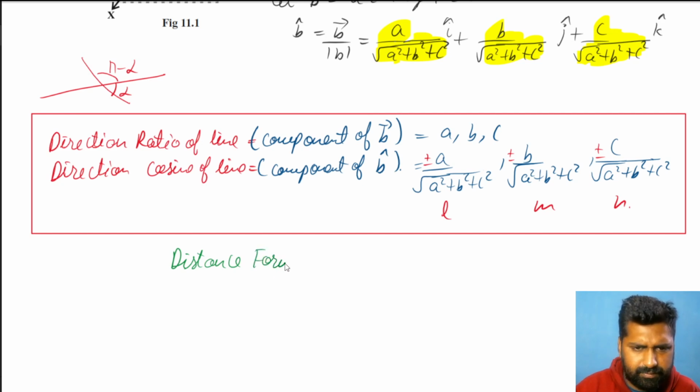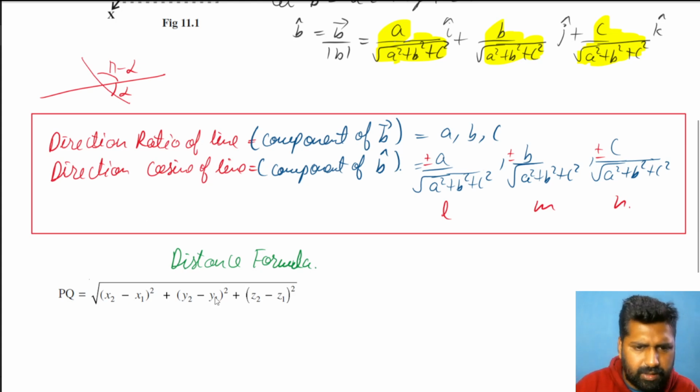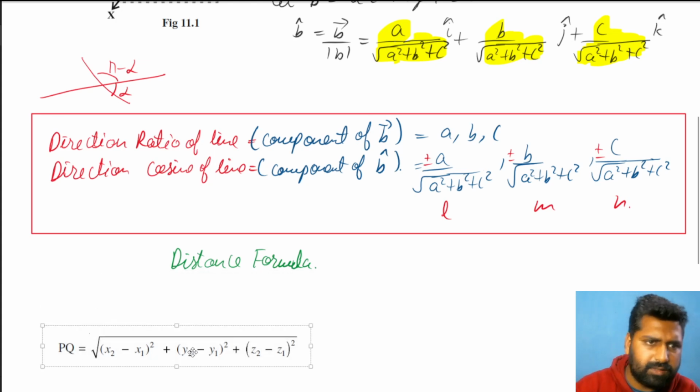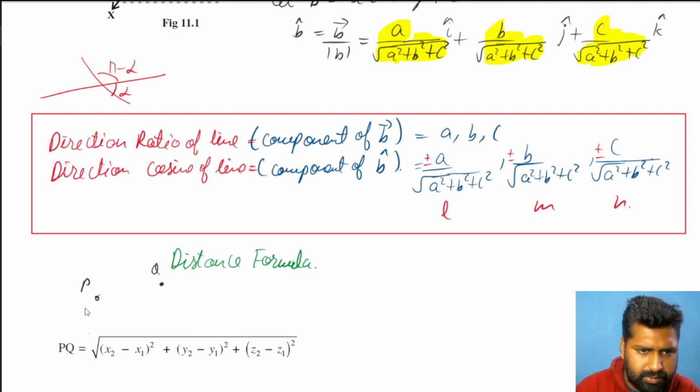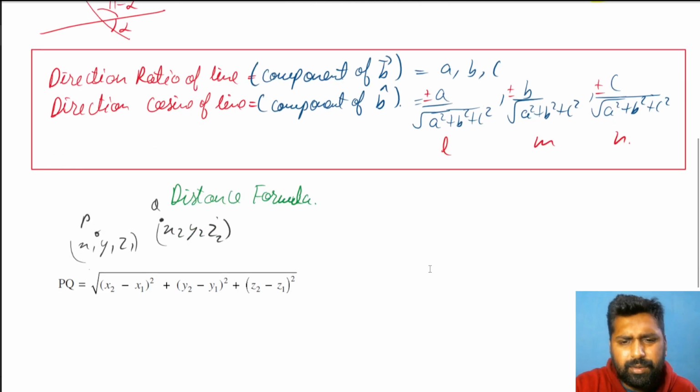Distance formula, I'll show you how it goes. Square root of x2 minus x1 whole square, y2 minus y1 whole square, z2 minus z1 whole square, given that you have two points x1 y1 z1 and x2 y2 z2, say P and Q. You subtract the x components, y components and z components, square them, add them, take the square root, and you'll get the distance. This is the grade 10 formula in 2D. Now in 3D, just add one more term.